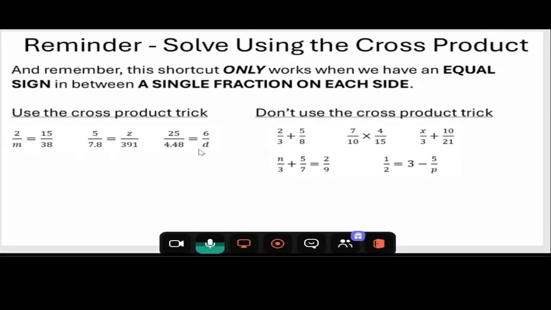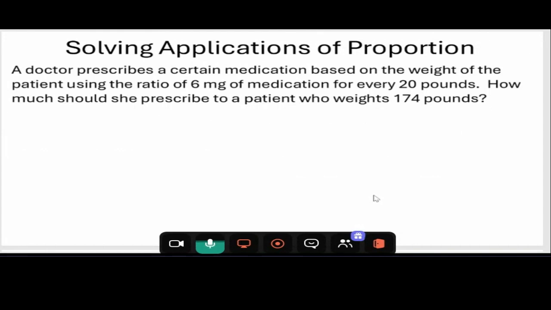As we see on the left here, these are all situations in which you should never, ever, ever, under any circumstances, take cross products: when you have two fractions being added or subtracted, or multiplied or divided, anything other than set equal to each other, or when you have not just a single fraction equals a single fraction, but you have other stuff on either the right or left side being added or subtracted as well. Okay? So let's look at some word problems here.